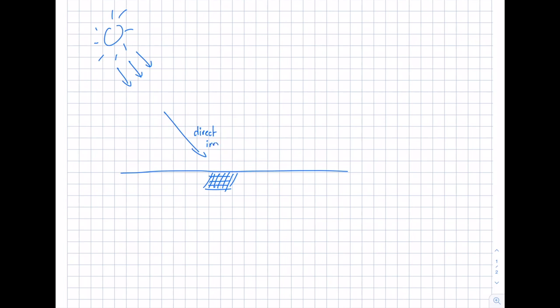Now I want to introduce the different types of irradiance. We have the sun here, and we have the surface of the earth. Let's place our solar module just flat on the ground, with the irradiance of the sun. And now there are different types of irradiance we are observing. On the one hand, we have the direct irradiance, which is coming directly from the sun.